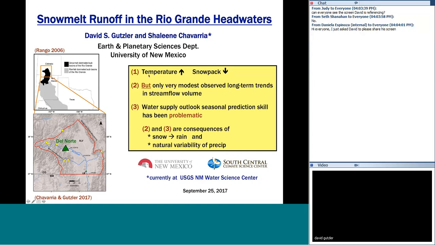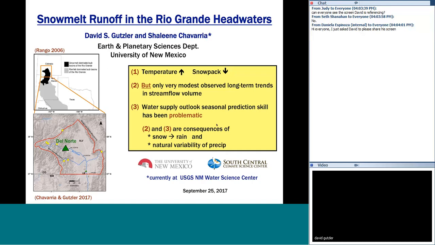So my conclusions are going to be that I'll try to show you that in this region, temperature has been rising and snowpack has been decreasing at a pretty rapid clip for several decades already. However, the scientific conundrum here is that as that happens, we see only very modest observed long-term trends in streamflow volume. In fact, they're not statistically significant. And I will try to show you that we think that that's happening as a consequence of snow turning to rain in combination with natural variability of precipitation on decadal time scales.